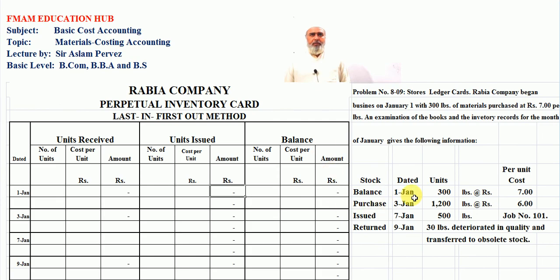Students, now we will move again to the main slide for LIFO. The question is the same but the method is different. Now we easily solve. Our opening balance is 300 pounds of material, the rate is 7.